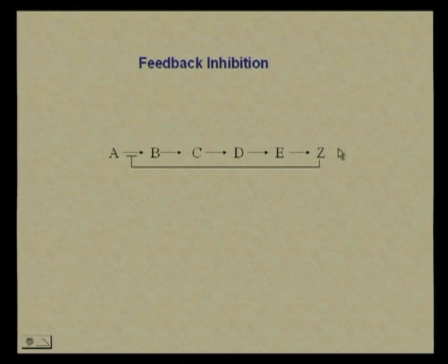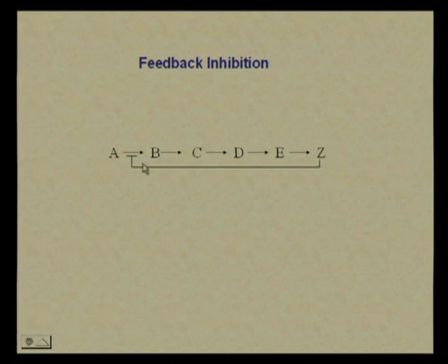So, essentially if you look at it, what is it doing? It is actually blocking its own formation, right? It is blocking a reaction that is forming itself. Now, this is extremely important in regulation. Why? You do not want a large amount of Z to be formed in the body. Z is being formed by A.